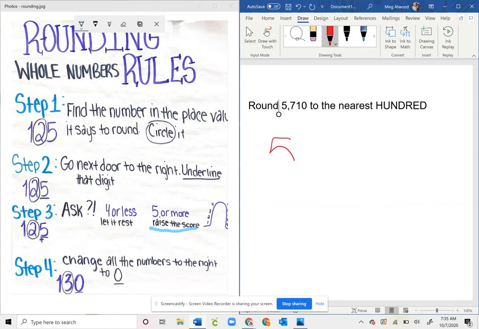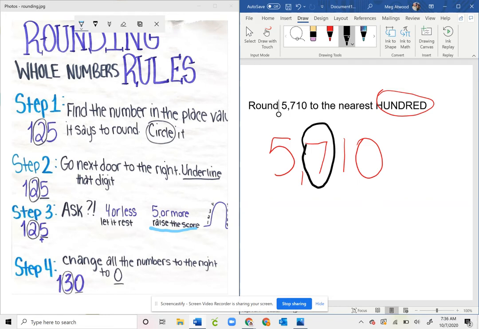Okay, so I have 5,710. My first step is to find the number in the place value it says to round. So I'm looking for my hundreds place. Right now, I want you to think to yourself, what digit is in my hundreds place? It's my 7. So I'll be rounding this number. So either this number is going to change to an 8 or it's going to stay 7. Okay? All right.